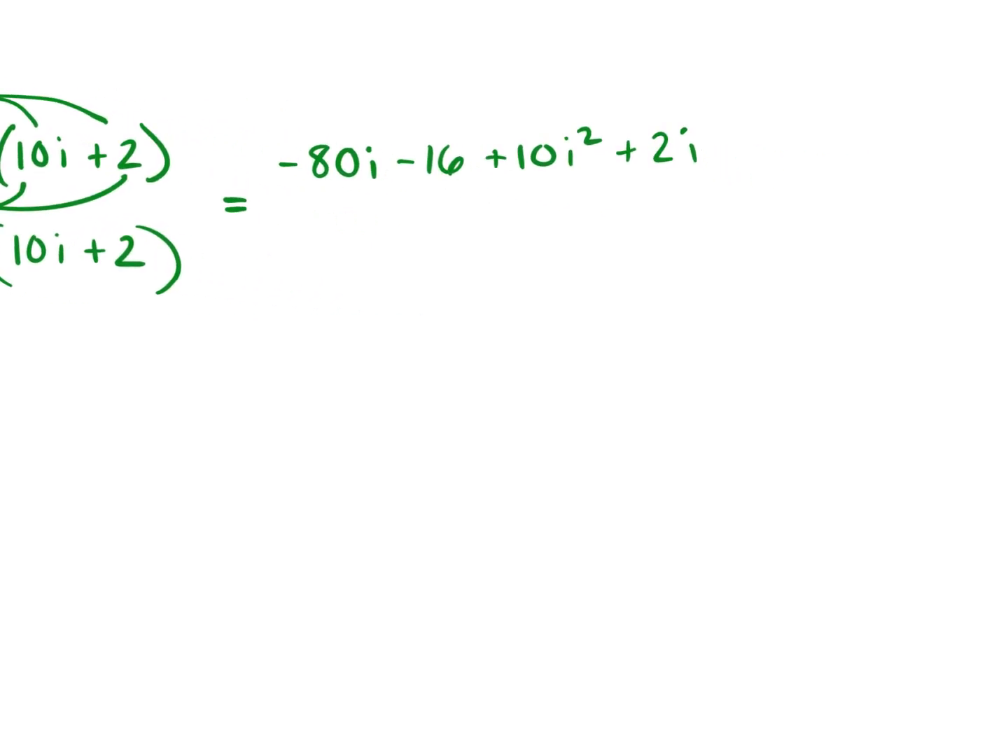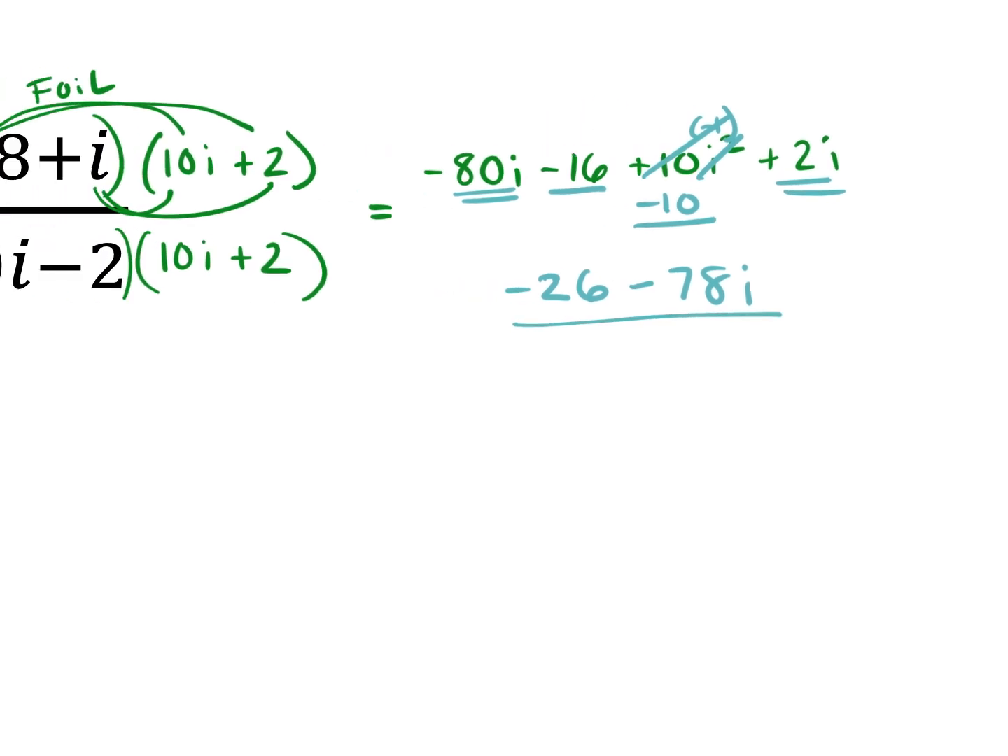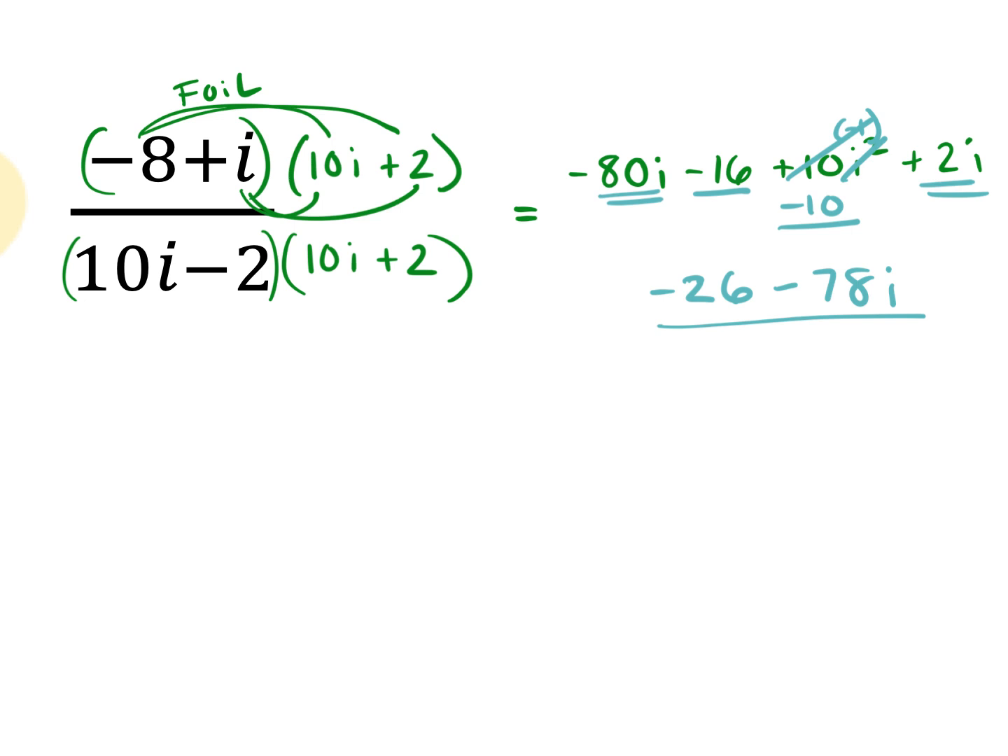Let's finish simplifying the top. What should we do next? Awesome. Let's change the i squared to be negative 1, so that would make this negative 10. Then we can combine our like terms. I'm going to combine the real parts first. Negative 16 minus 10 would be negative 26. And then the imaginary parts, negative 80i plus 2i would be negative 78i. So that's the top FOILed out.